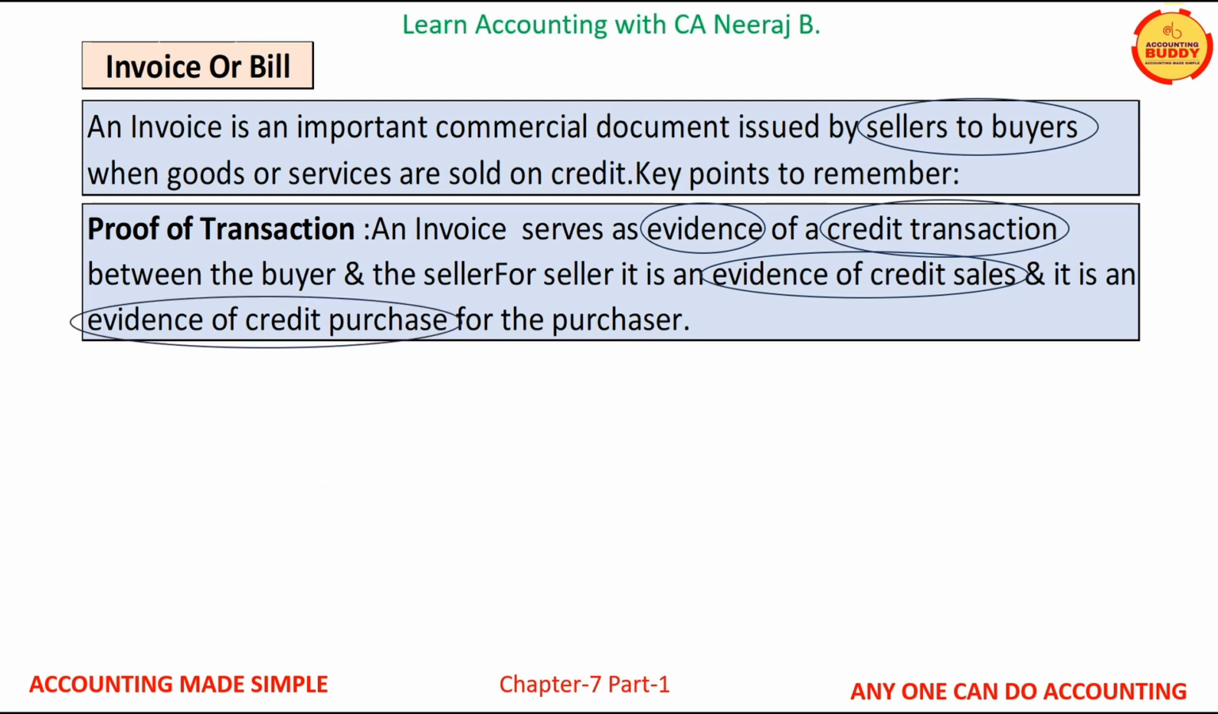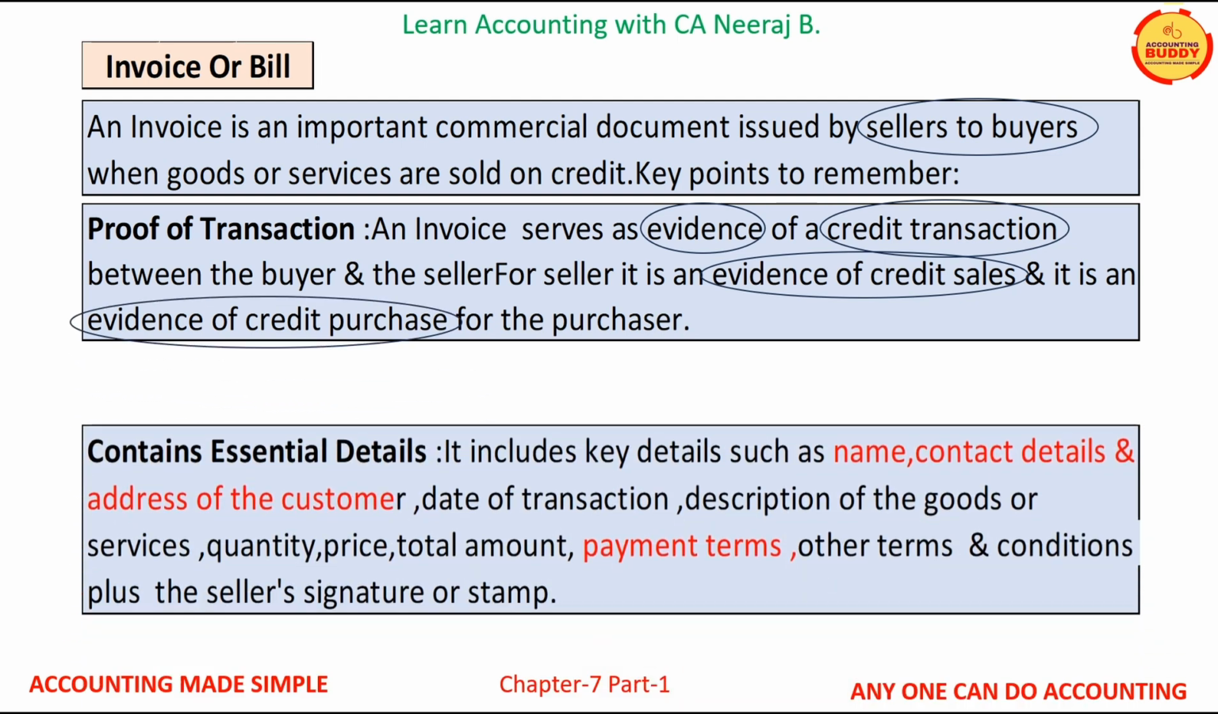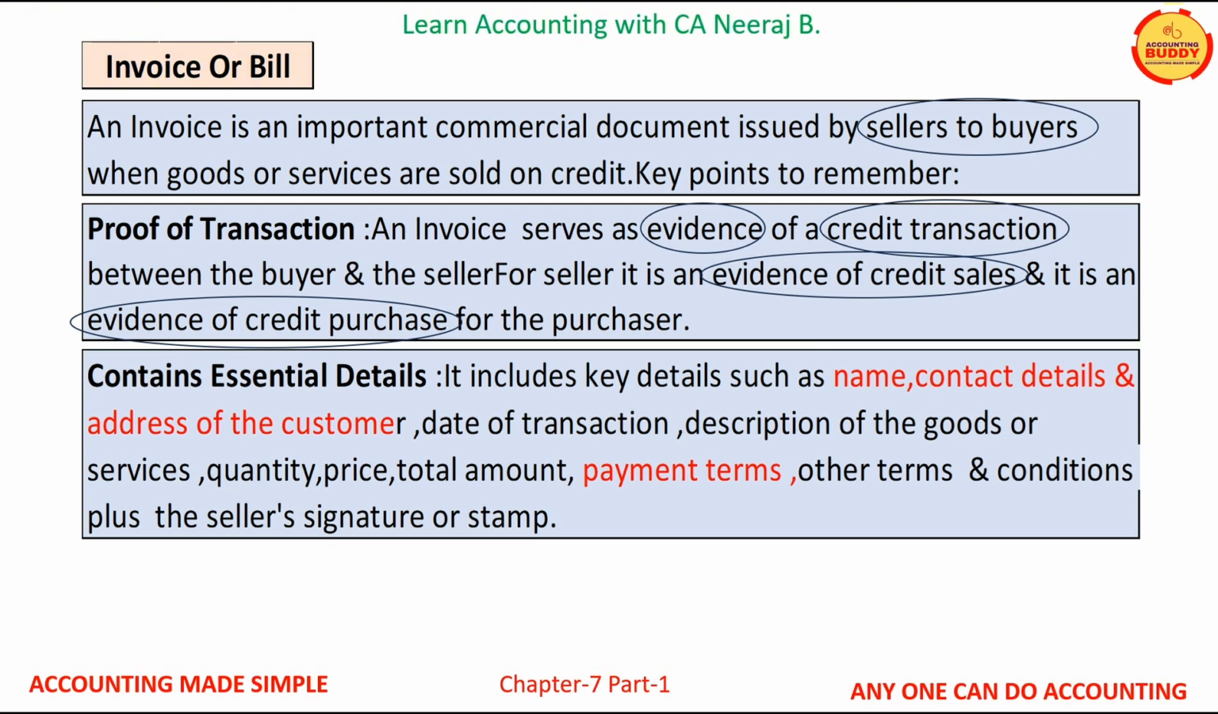An invoice also contains essential details regarding the transaction. It includes key details such as the name, contact details, and the address of the customer, date of transaction, description of goods or services, quantity, price, total amount, payment terms, other terms and conditions, plus the seller's signature and stamp.